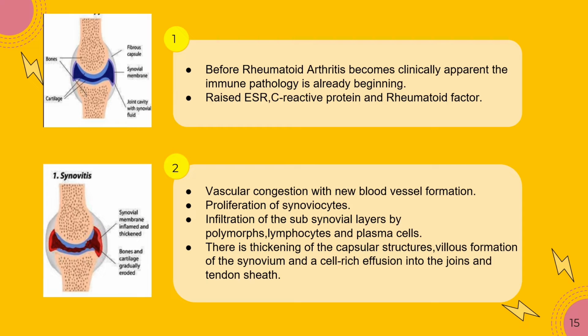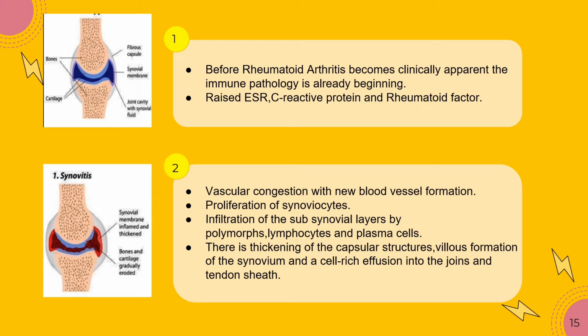Then, I will move on to the stages of rheumatoid arthritis. For stage 1, before rheumatoid arthritis becomes clinically apparent, the immune pathology is already beginning. There is a rise of ESR, which stands for erythrocyte sedimentation rate, C-reactive protein, and rheumatoid factor.